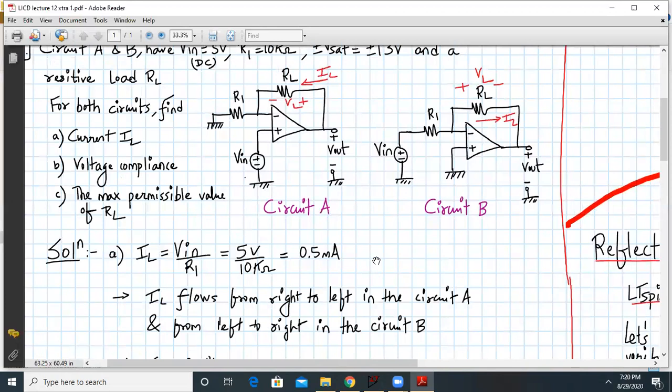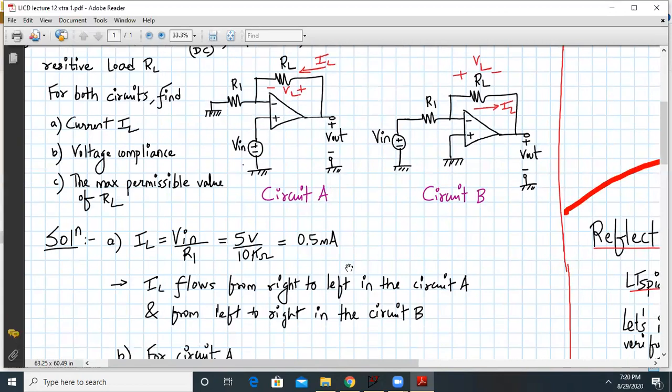But the direction of IL is different for both the circuits. The current IL flows from right to left in case of circuit A, and it flows from left to right in circuit number B. So that's what the difference is.